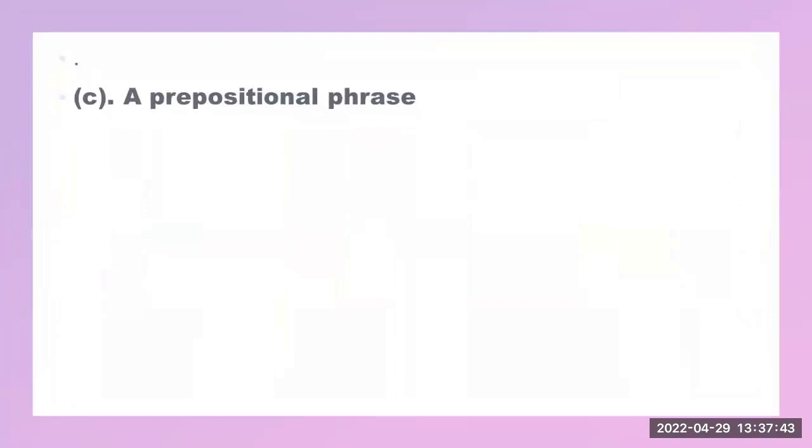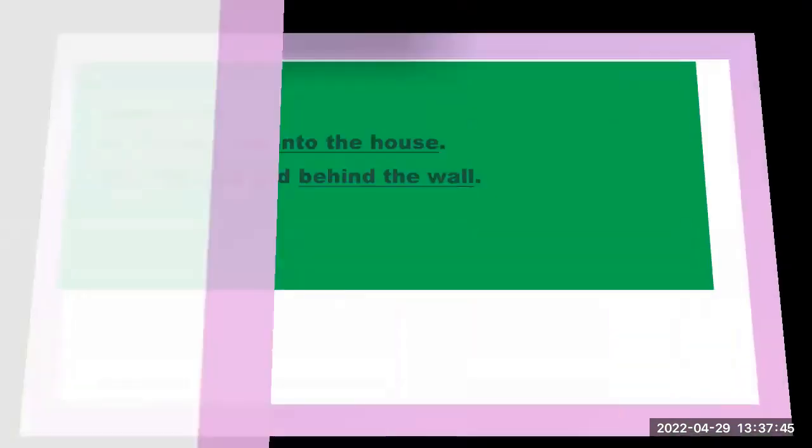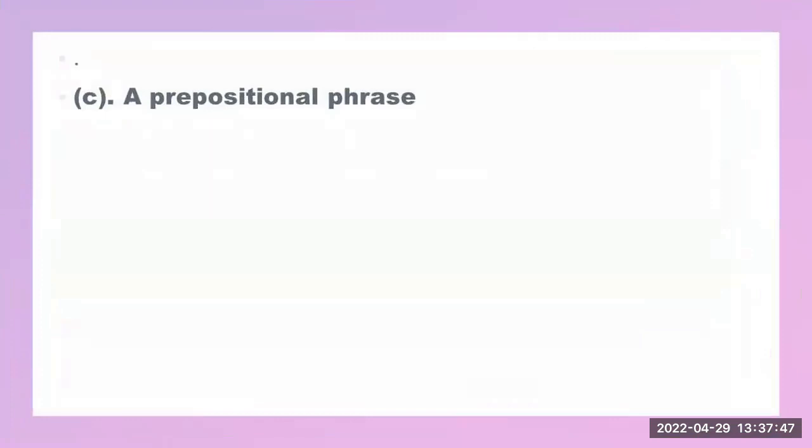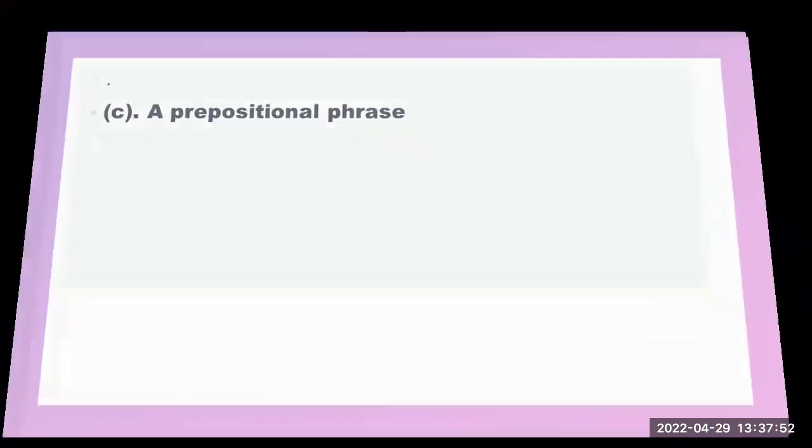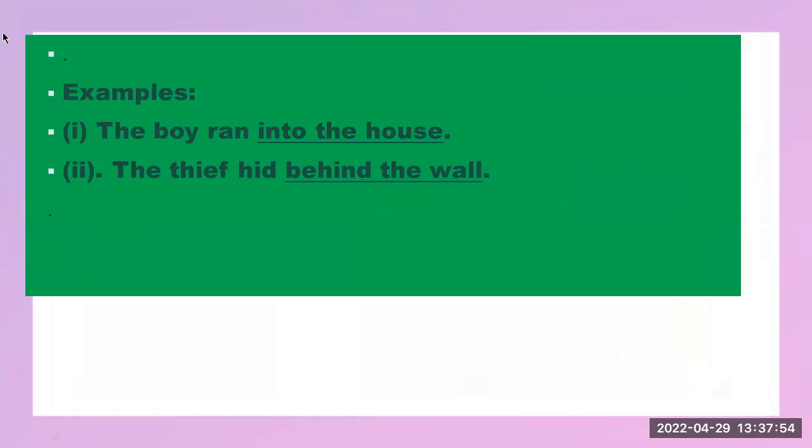The next grammatical structure that can function as an adverb phrase is a prepositional phrase. All right. And so let's look at specific examples of prepositional phrases functioning exactly as adverb phrases. Now, example one, the boy ran into the house. Now, into the house is the prepositional phrase that forms an adverb phrase.